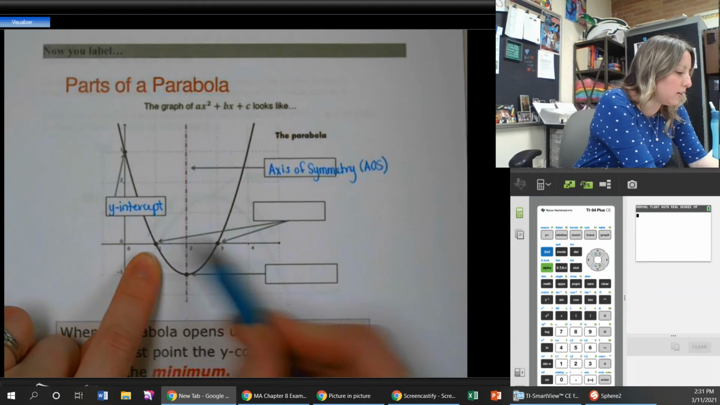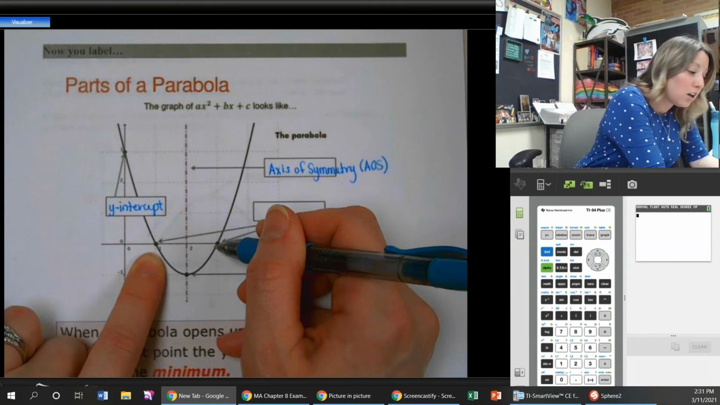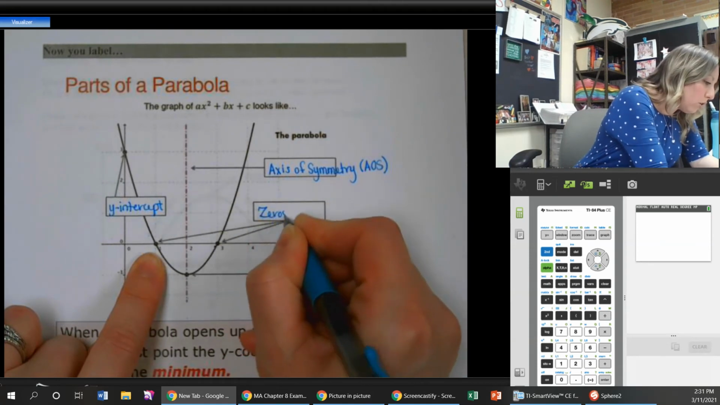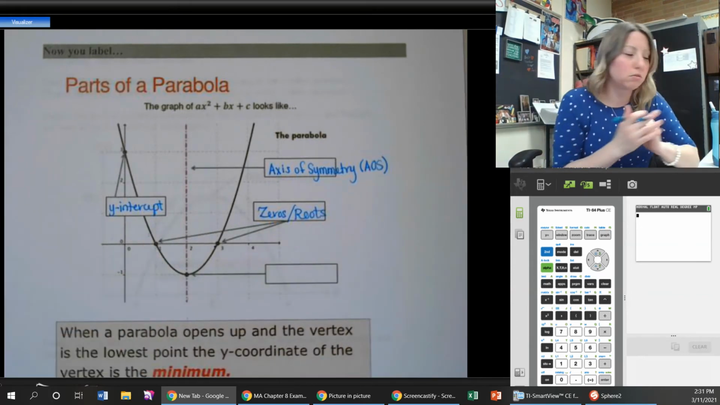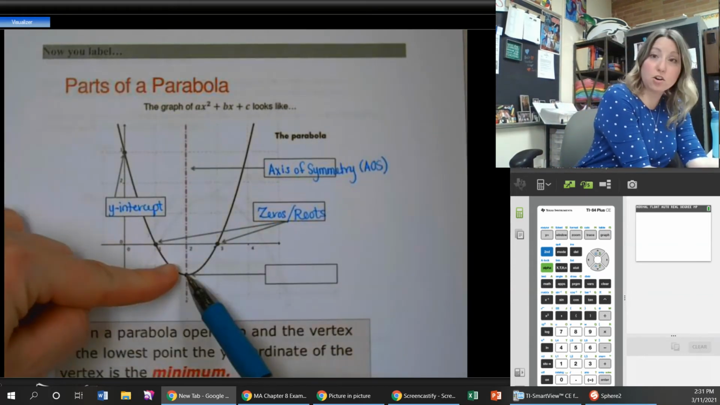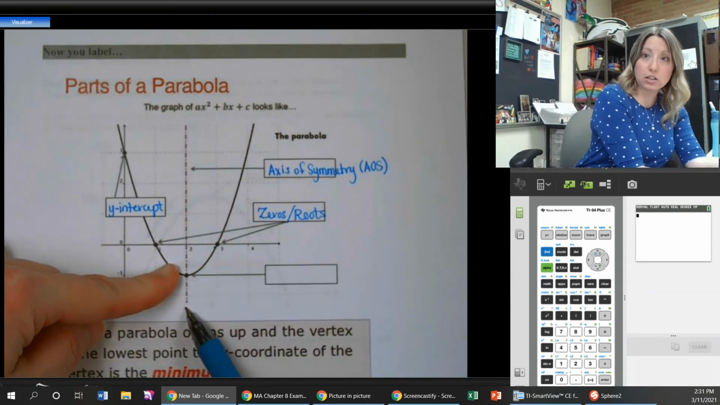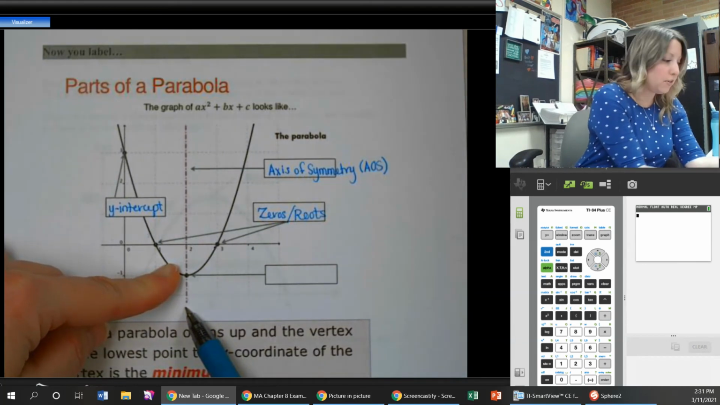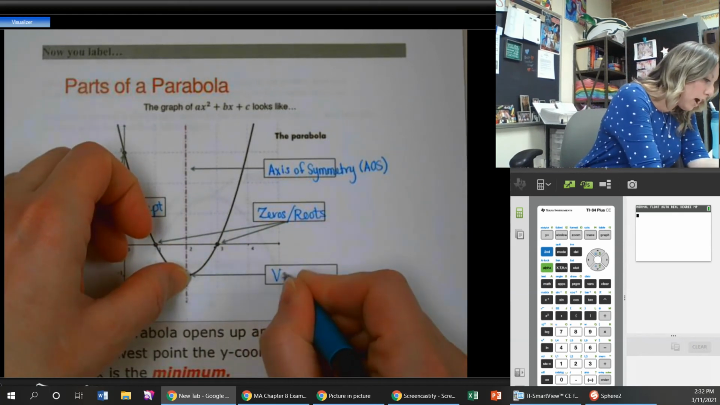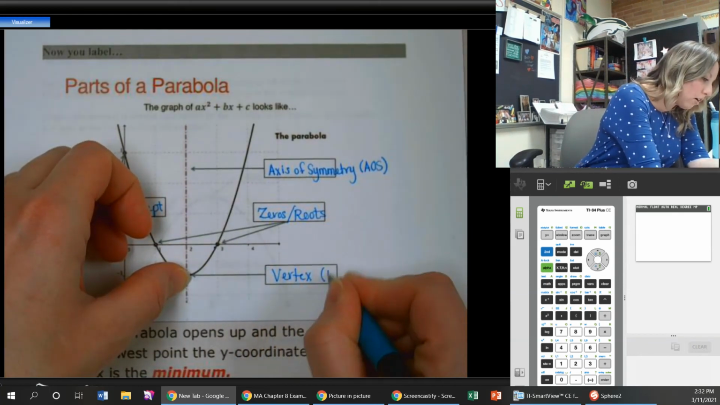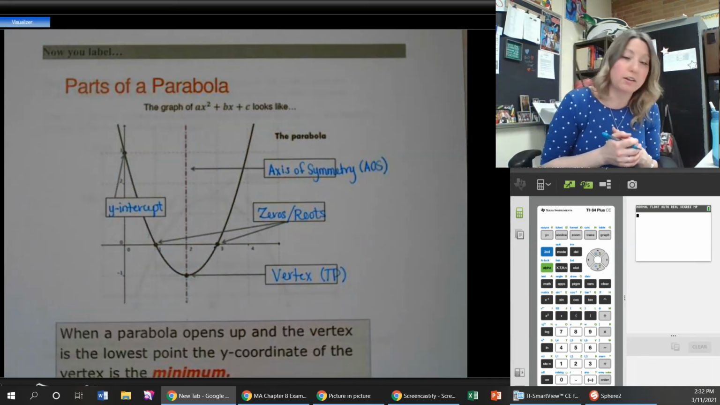These values right here are where the parabola is touching and crossing the x-axis. So these are my zeros or roots or x-intercepts. I'm going to stop at zeros or roots. And then, of course, this point that's right on the axis of symmetry, the very bottom of my parabola, is the vertex, which I also call the turning point at times. I go interchangeably with those.